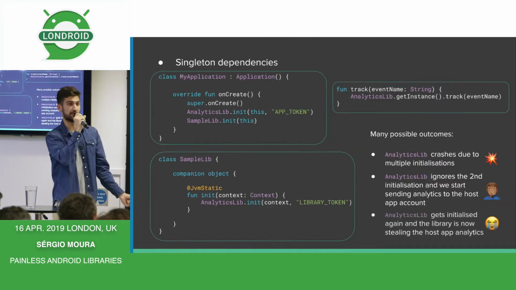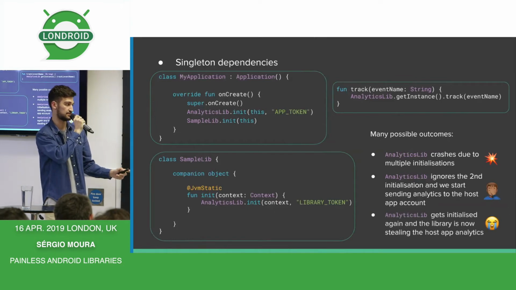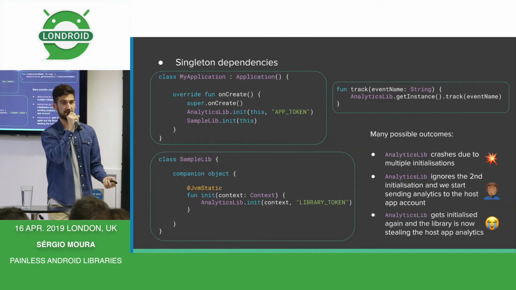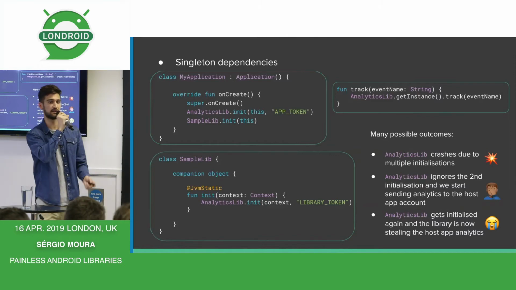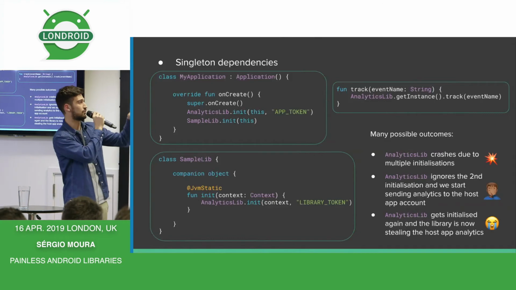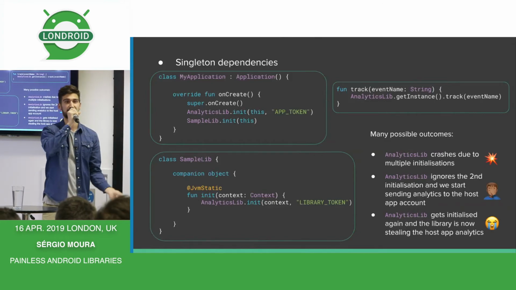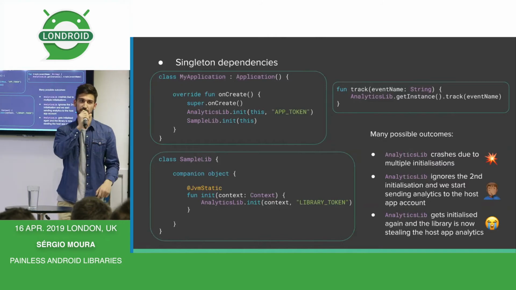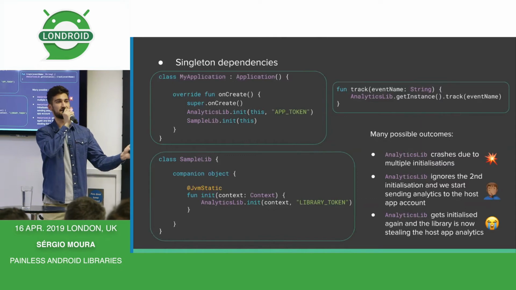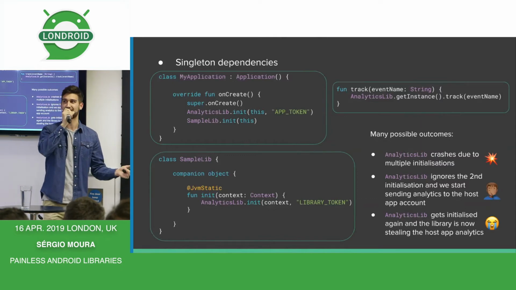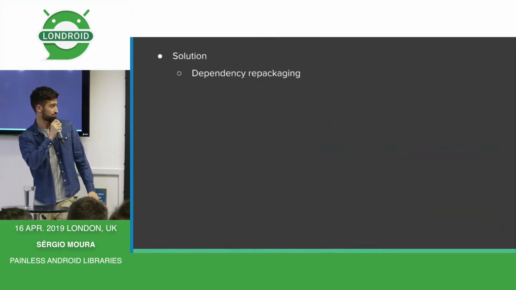Or it can be the other way around, and the analytics library can actually accept the second initialization, but since it's a singleton, it overrides the first one, and now it's the other way around. When the integrator app calls the method track, it is actually sending events to your account as a library developer, and you'll get basically data from the clients of every app that integrates your library. Yeah, can be a real pain.